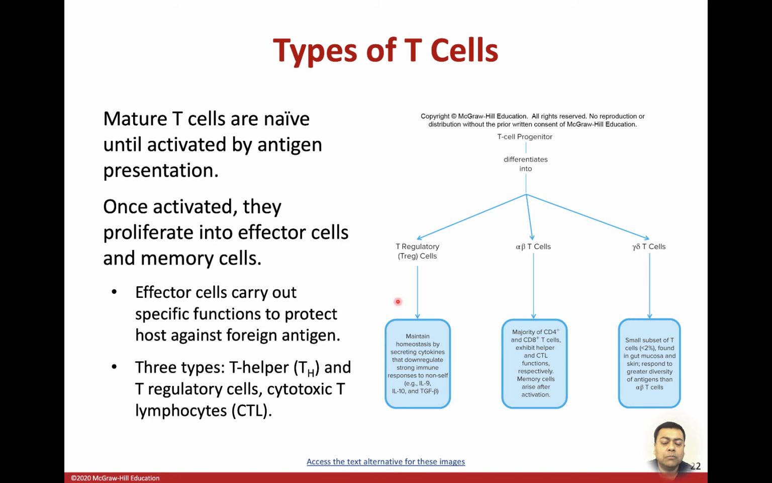So what do these things do? The T regulatory cells maintain homeostasis by secreting cytokines that downregulate strong immune responses to non-self. Mainly, these cytokines are IL-9, IL-10, and TGF-beta. You will see that I will mention some of these particular interleukins and different cytokines. But again, detailed memorization of each cytokine and what it does is not necessary. Just remember the overall function.